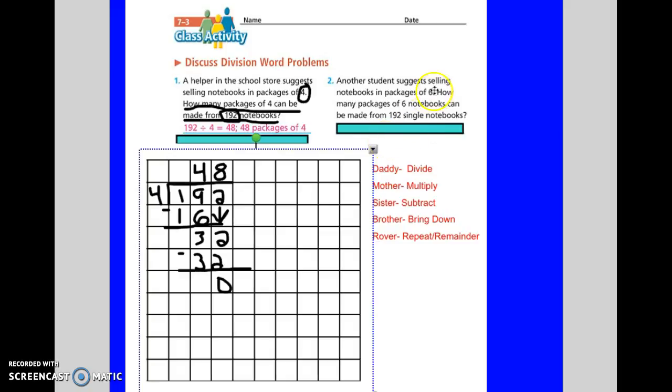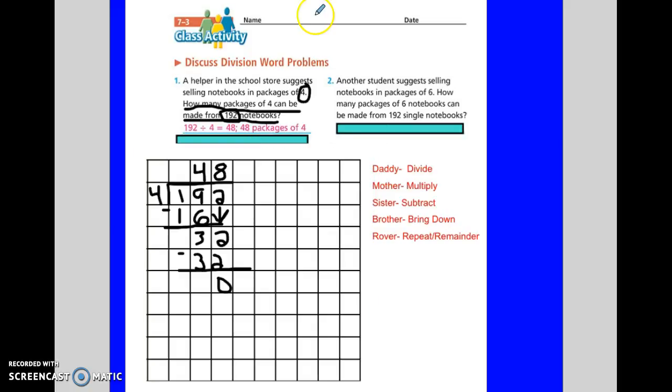Now, I'm going to read this one, and then I'm going to let you go ahead and try this one on your own. It says, another student suggested selling notebooks in packages of 6. How many packages of 6 notebooks can be made from 192 single notebooks? So the exact same thing we did here, but instead of dividing it by 4, you get to divide it by 6. So go ahead and work it out on your own, and pause the video, and we'll see how you did.